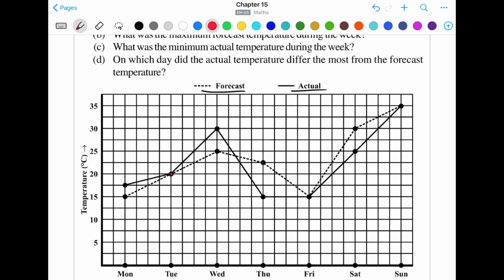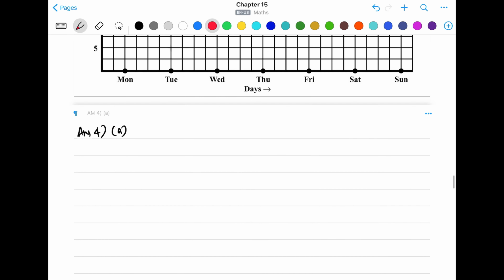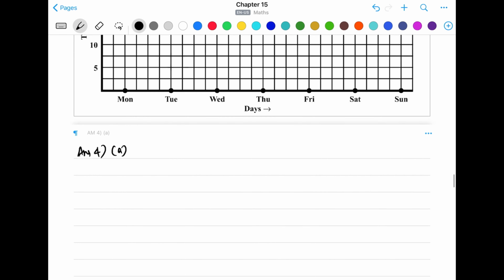same. And after that on Friday also you will see that both the dots are at the same point. That means the temperature is exactly as forecasted. And on Sunday also it is the same. So on the 3 days, that is Tuesday, Friday and Sunday, the temperature was exactly as forecast. So the answer is Tuesday, Friday and Sunday.